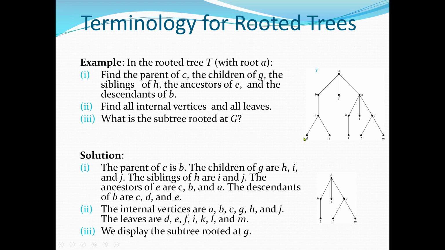When you look at the internal vertices, we don't have D, that's a leaf. We don't have E, K, L, or M. Those are the leaves. So the next question, the leaves. Internal vertices are all the nodes except leaves. And the leaves are the nodes or the vertices that have no children. So it will be D, E, K, L, M, and also I here.